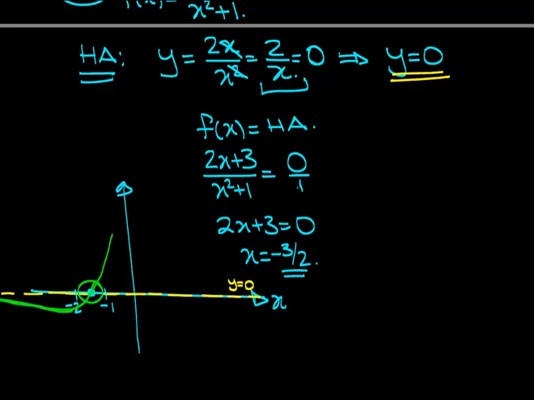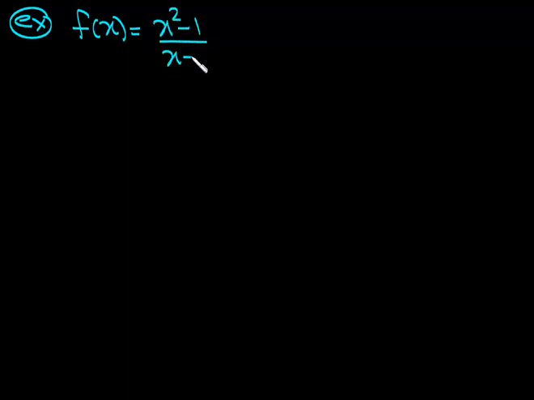So now we have a lot of information. Let's see if we can start applying some of this information to graph some rational functions. So let's get started. I'll do 3 examples. Let's say I have f of x equal to x squared minus 1 over x plus 2. Let's make it 3.